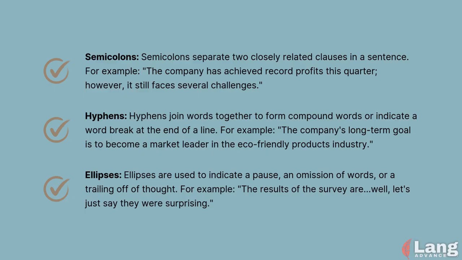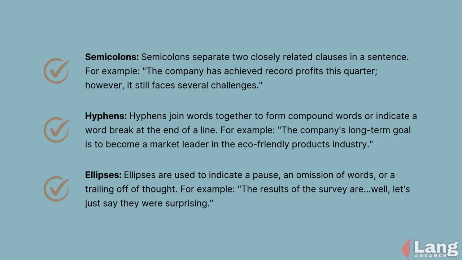Semicolons. Semicolons separate 2 closely related clauses in a sentence. For example, the company has achieved record profits this quarter; however, it still faces several challenges. Hyphens. Hyphens join words together to form compound words or indicate a word break at the end of a line. For example, the company's long-term goal is to become a market leader in the eco-friendly products industry.